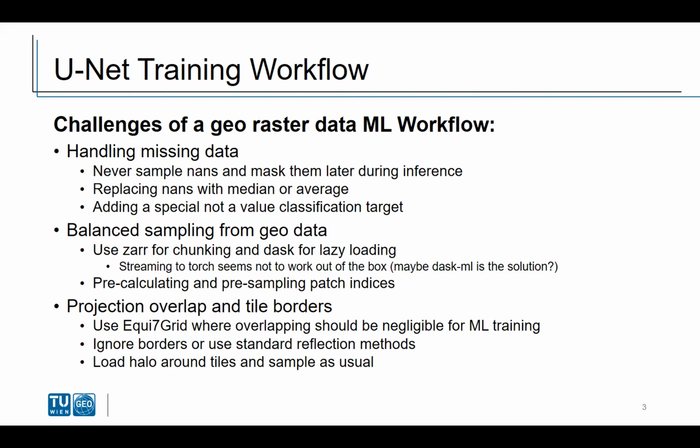And yeah, there are of course also issues with projections and overlap. Luckily, the harmonic parameters are currently in the Equi7 grid, so overlapping is not that big of an issue. However, again, how do you deal with borders, and how do you load the chunks in a way that is efficient, so you can do a halo around your tile when you do the inference with your model, things like that.